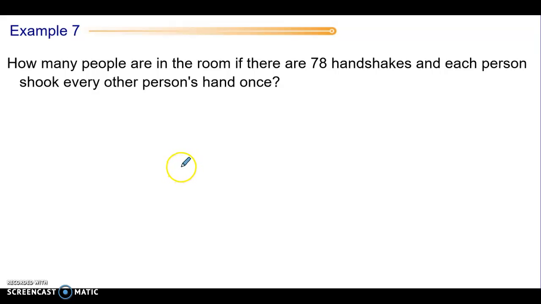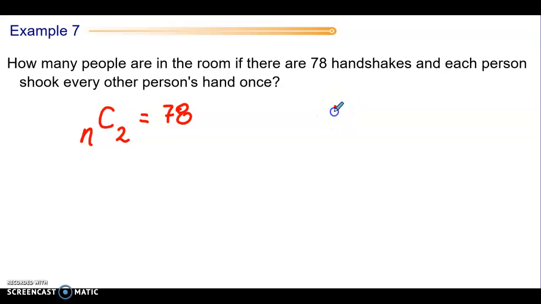Section 2.5, 2.6, Example 7. How many people are in the room if there are 78 handshakes and each person shook every other person's hand once? In this example, we are looking for n, the number of people in the room. n choose 2. We are picking 2 people at a time, and there are 78 handshakes.